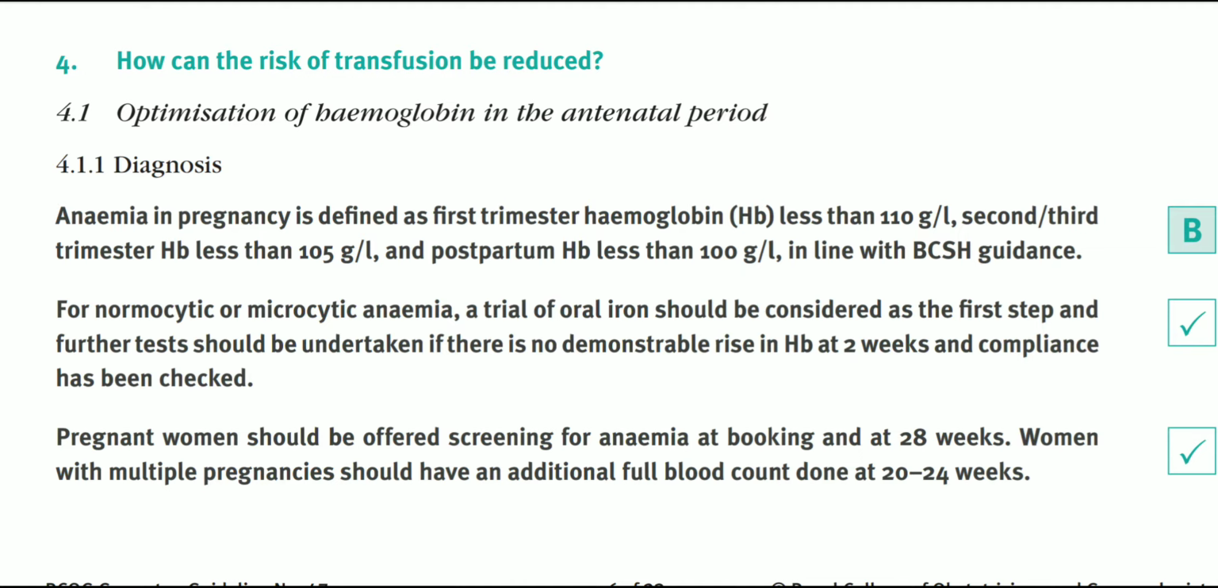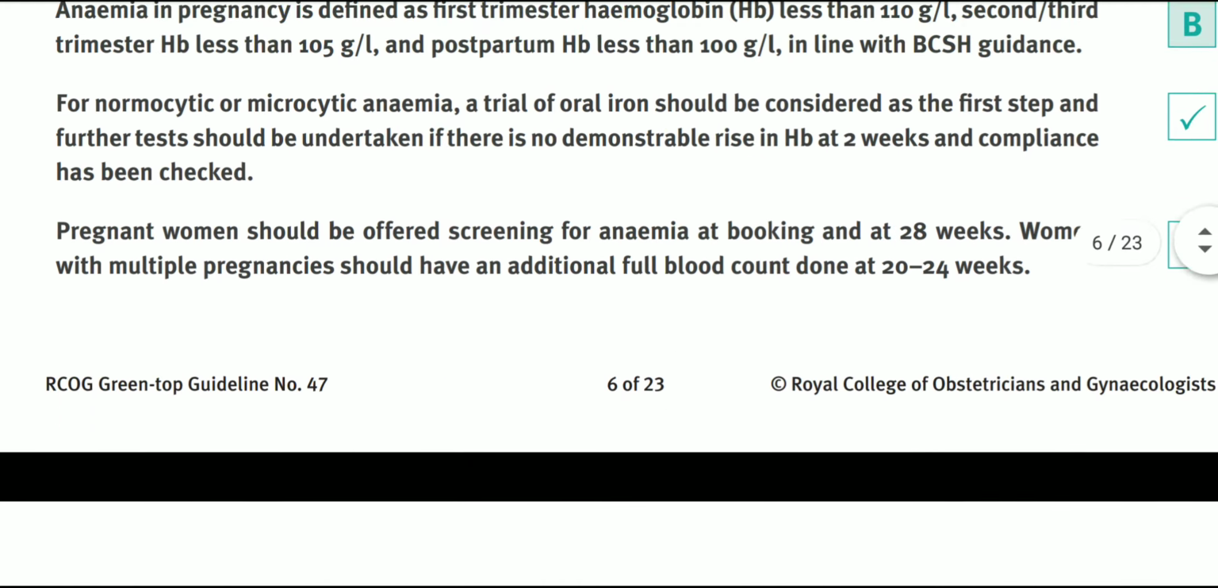And screening is very important. Pregnant women should be screened for anemia at booking and at 28 weeks. Women with a multiple pregnancy should have an additional full blood count done at 20 to 24 weeks of gestation.